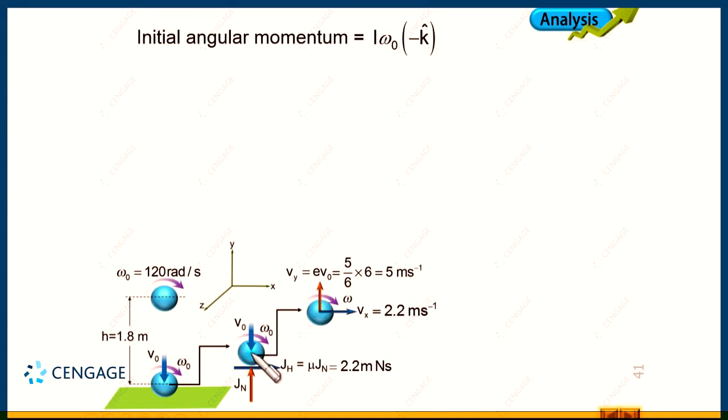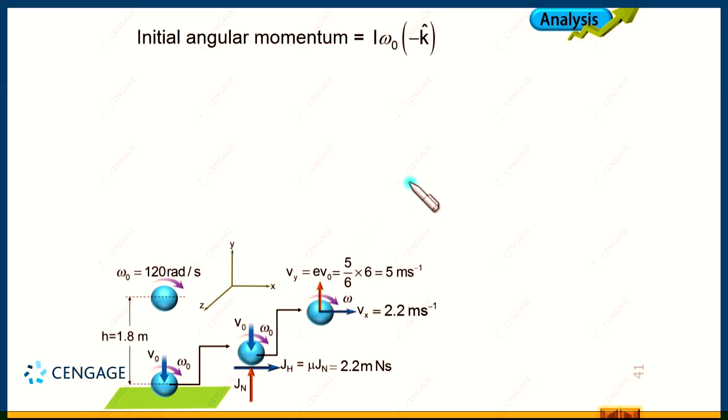Now we can calculate the angular impulse. We can observe in this diagram, Jn is passing through the center of the ball. That means it is not responsible for providing the angular impulse. This impulse, that is Jh, the frictional impulse, is along the surface of the ball, and its distance from the center of the ball is capital R. That means this component is providing the angular impulse for the ball. The magnitude of this angular impulse is Jh multiplied by R, and it is responsible for retarding the angular velocity of the ball, right?